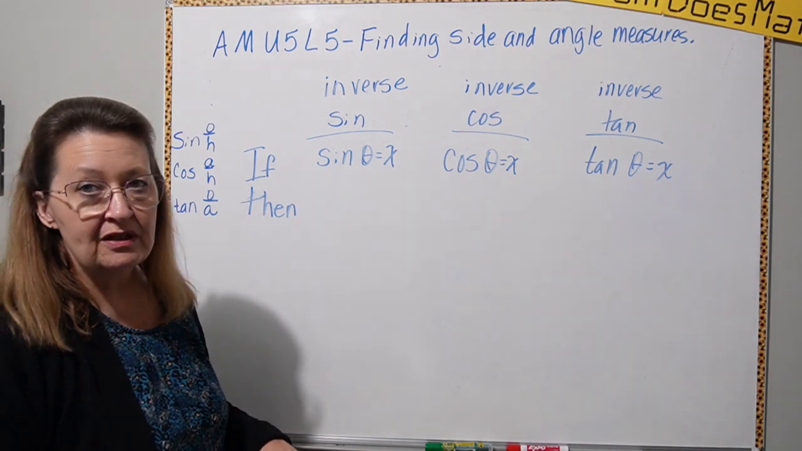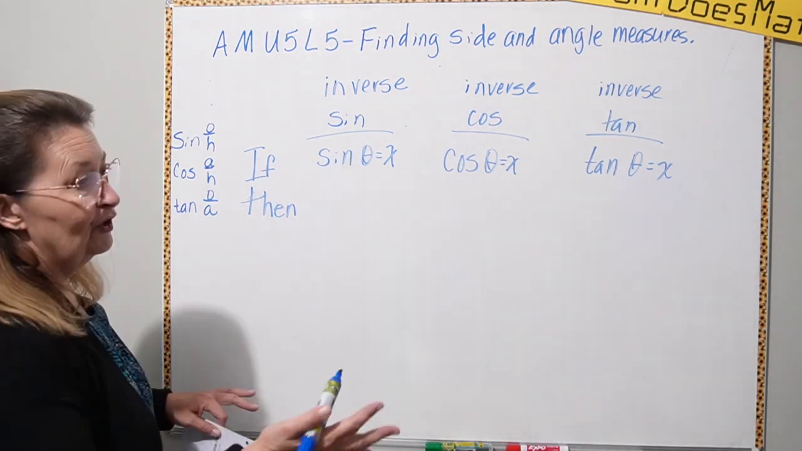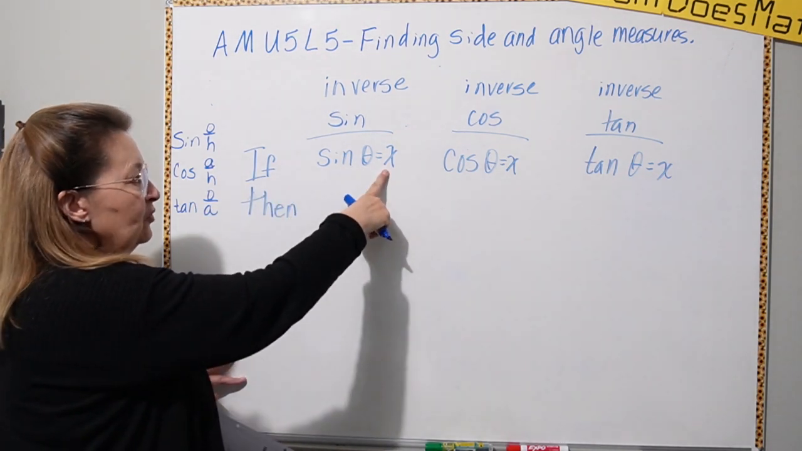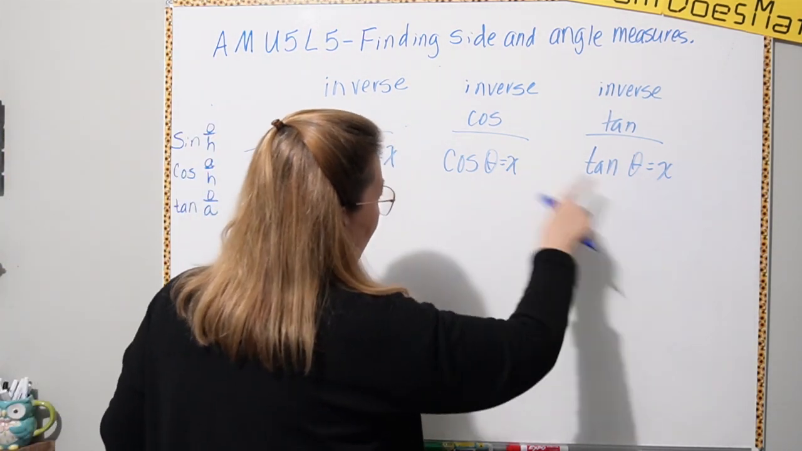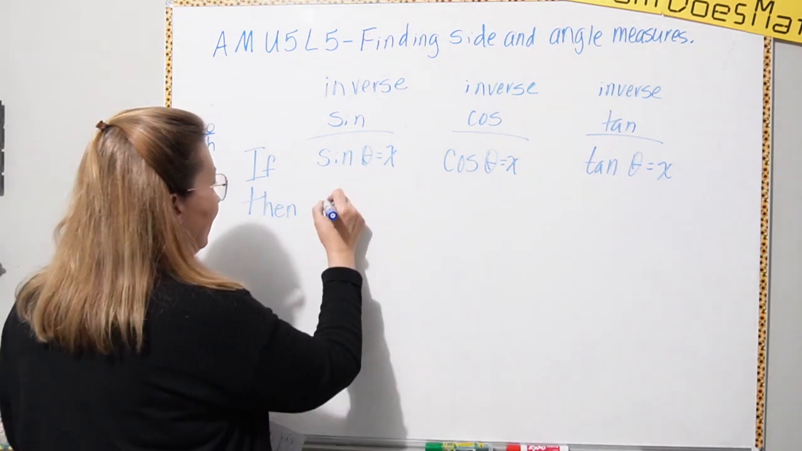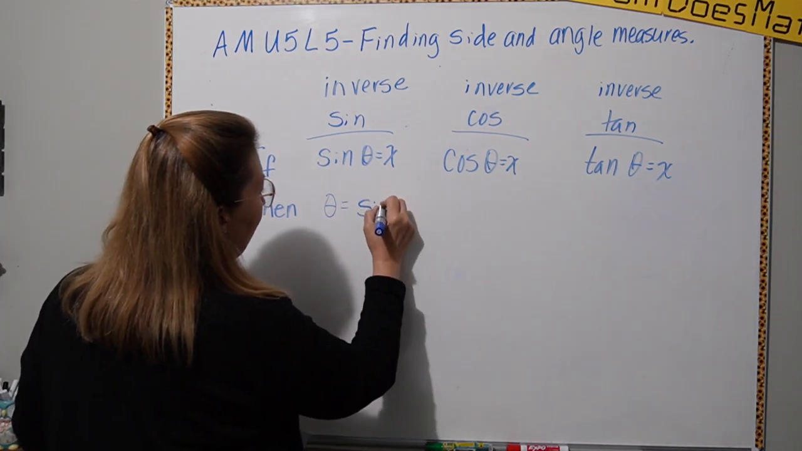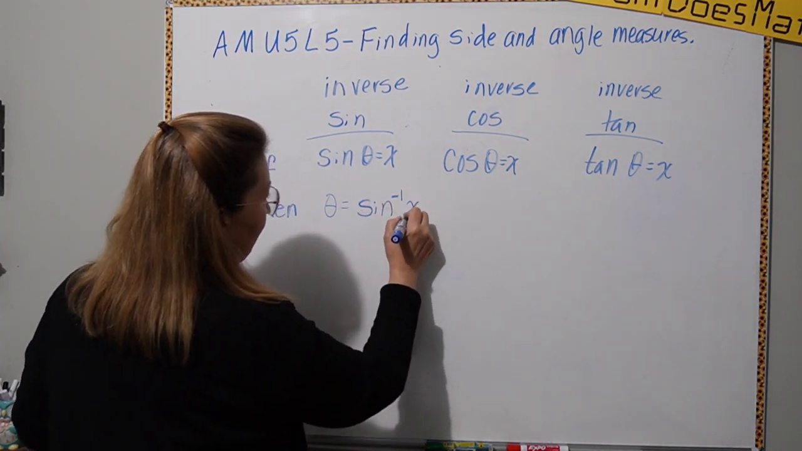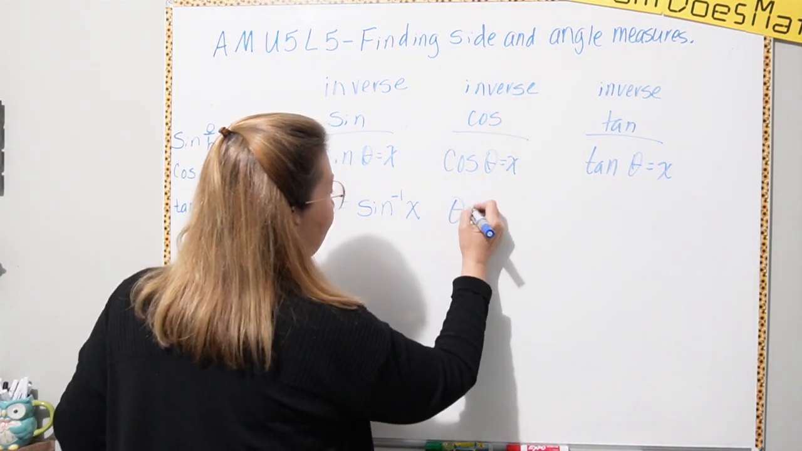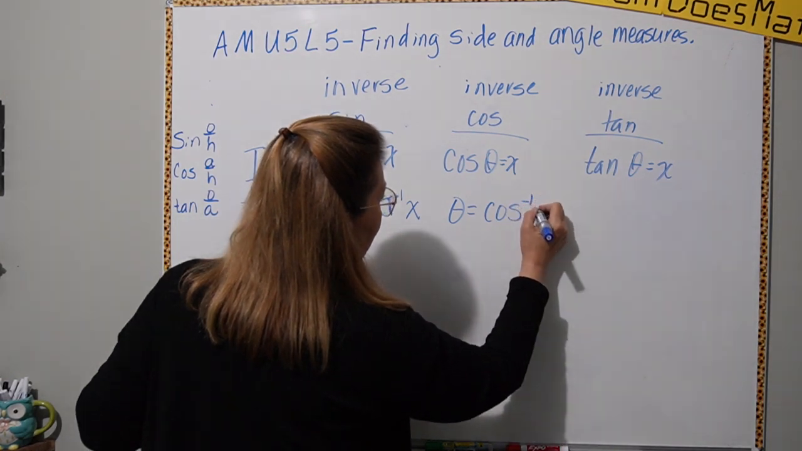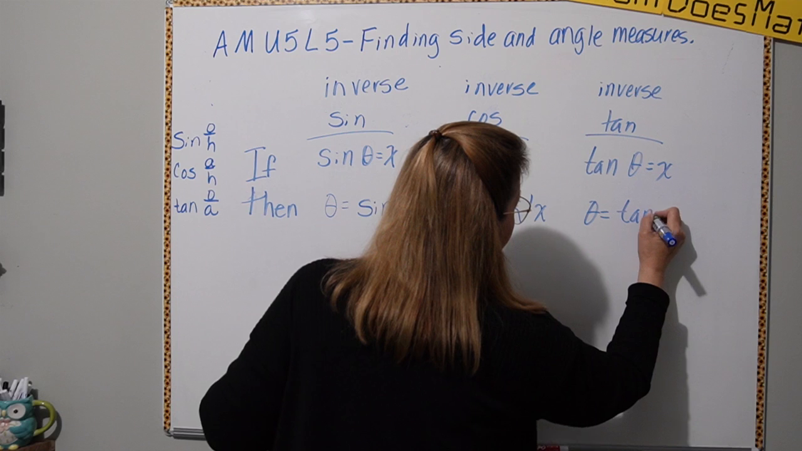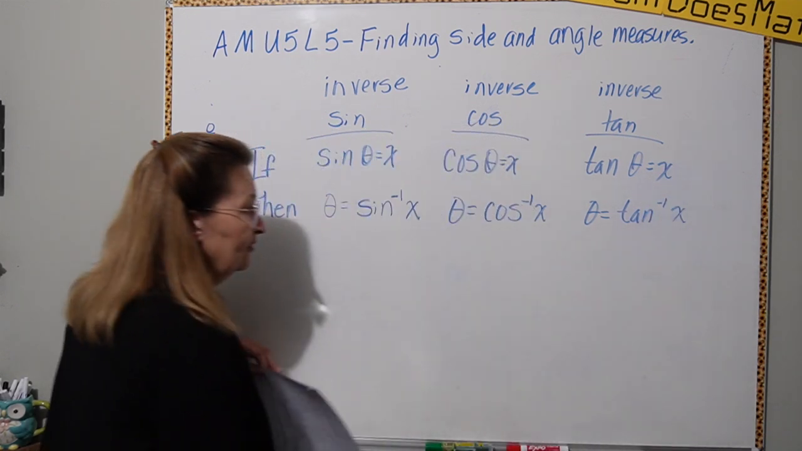Now this is just a definition, so this is something you're going to have to memorize or learn. It's not going to take but a second. It says if sine of theta is equal to x, and all of these are the same for all the functions, then theta is equal to what we call the inverse sine of x, sine to the negative 1, and the same thing with cosine. Then theta is equal to inverse cosine of x, and theta is equal to the inverse tangent of x, okay?